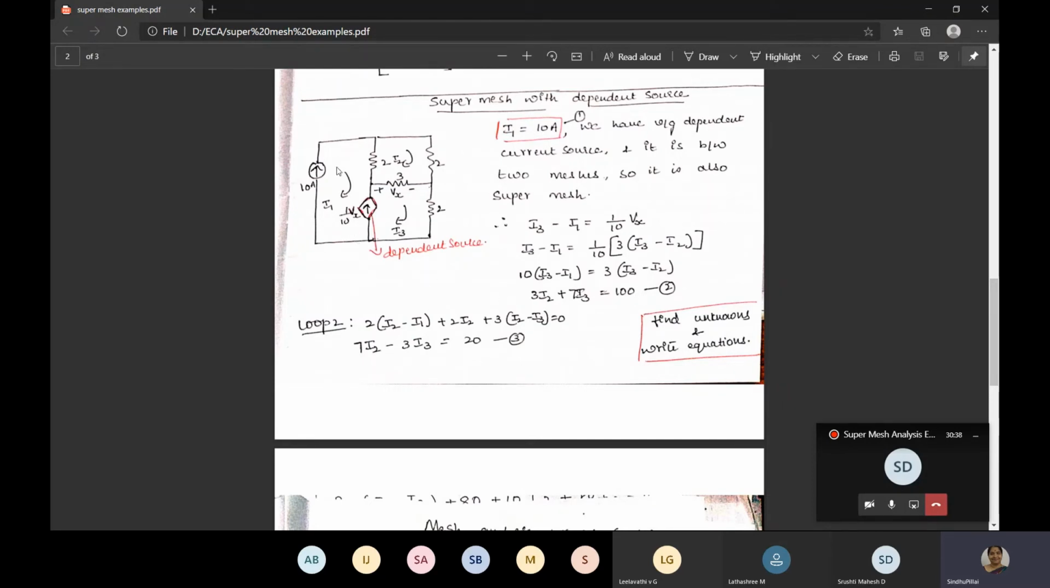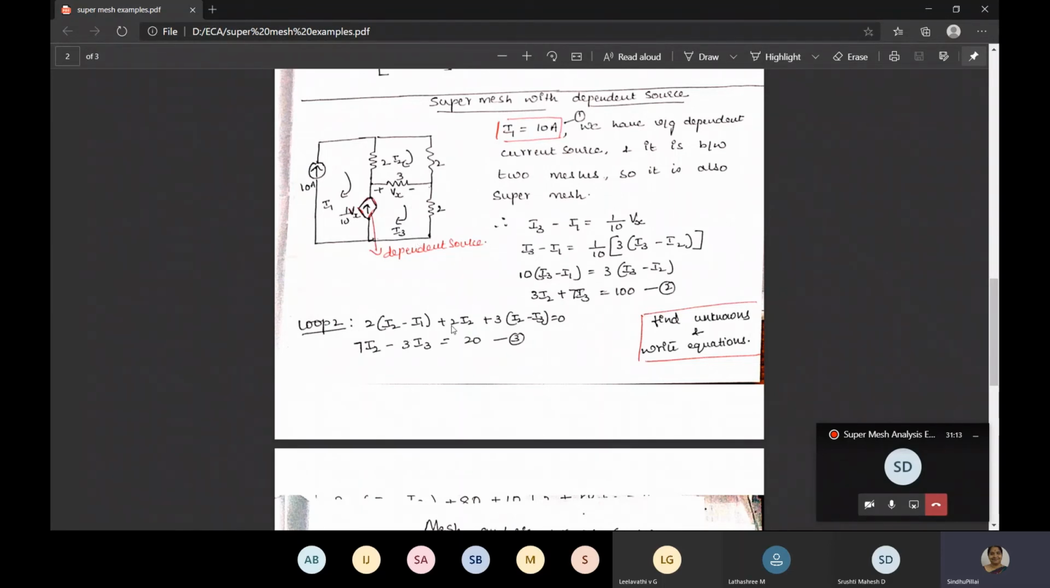So we need not write this super mesh equation now. We can write equation only for loop 2. So depending on the unknowns, see how many equations are required, that many equations you write. So write the equation for loop 2. The equation for loop 2 is as usual, there are three elements here, 2, 3 and 2. So it is 2 into I2 minus I1. Next it is 2 into I2. Next it is 3 into I2 minus I3. See, whichever loop you are writing, that loop current should be written first. You have to remember that.